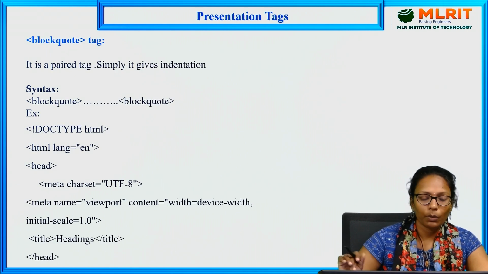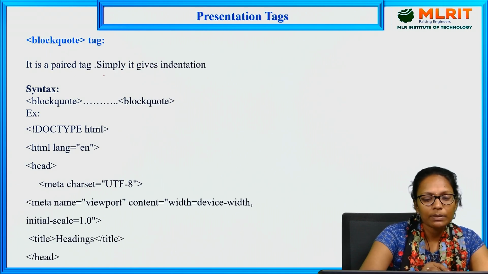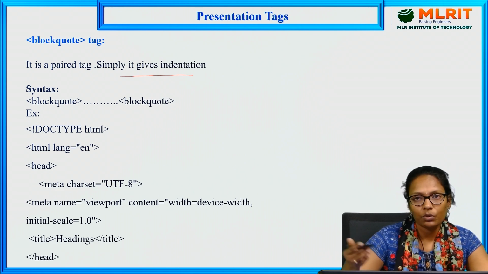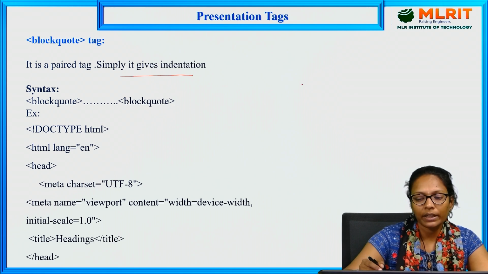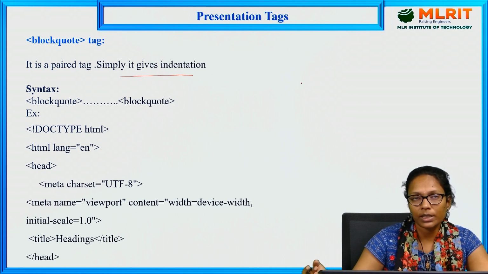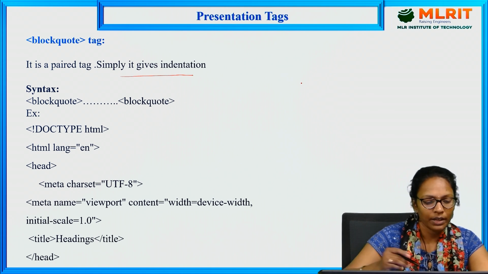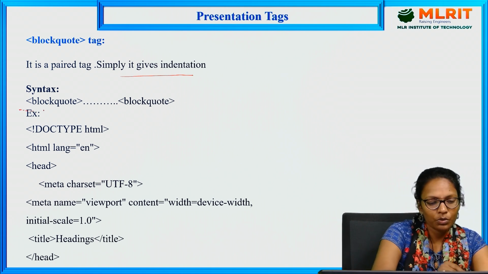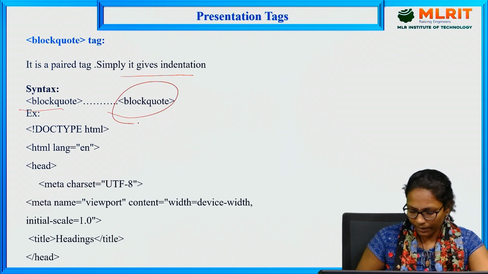And next is blockquote. It is a paired tag, and simply it gives indentation. If you want to give indentation, for that purpose we use the blockquote tag. In the initial slide I explained that if you want to give the designation or some caption of your text, you can use this blockquote tag. Of course, it should close with this. It is a paired tag.